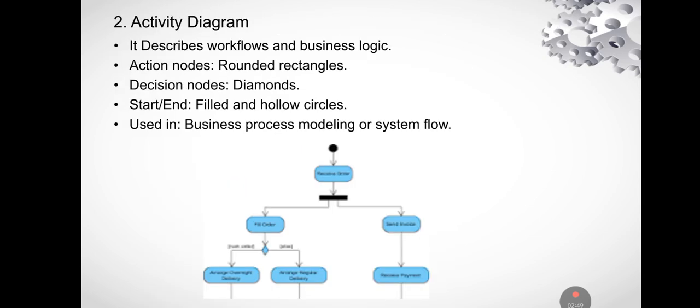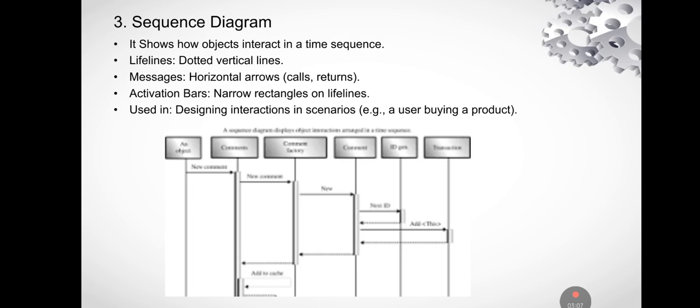The second is the activity diagram. It describes workflows and business logic. The action nodes are rounded rectangles, the decision nodes are diamonds, and the start and end are filled and hollow circles. It is used in business process modeling or system flow.